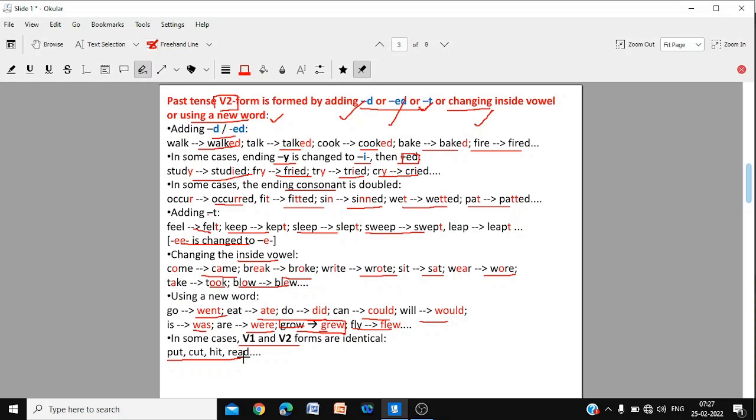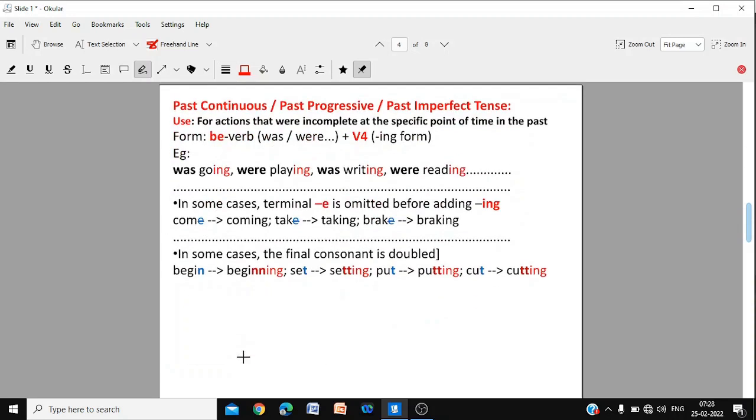Past continuous, past progressive, and past imperfect all mean the same thing. Just as we had in present imperfect, we have the ing ending form. The be verb, in this case it would be was or were, plus the V4 or ing form of the verb. Was going, were playing, was writing, were reading.